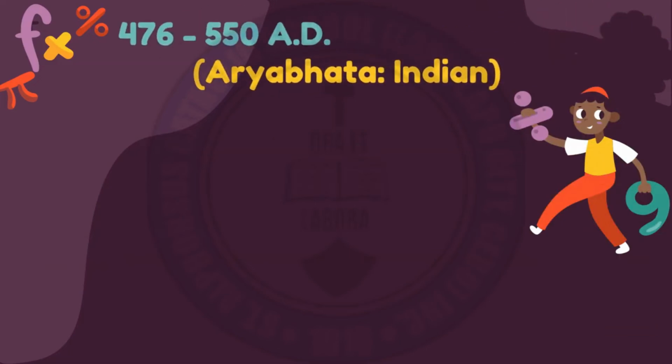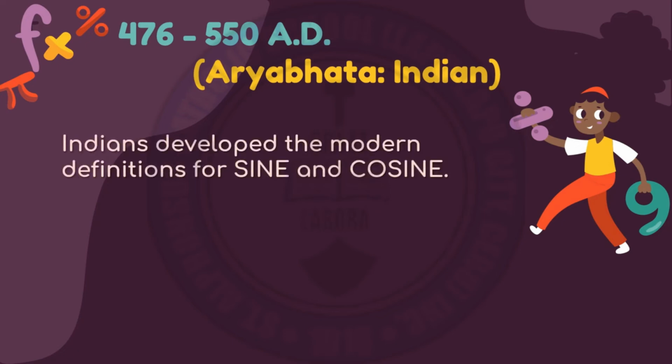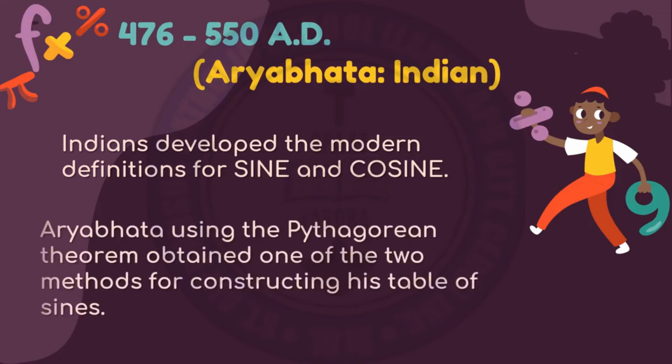476 to 550 AD, Aryabhata and some Indians developed the modern definitions for sine and cosine. Aryabhata, using the Pythagorean theorem, obtained one of the two methods for constructing his table of sines.